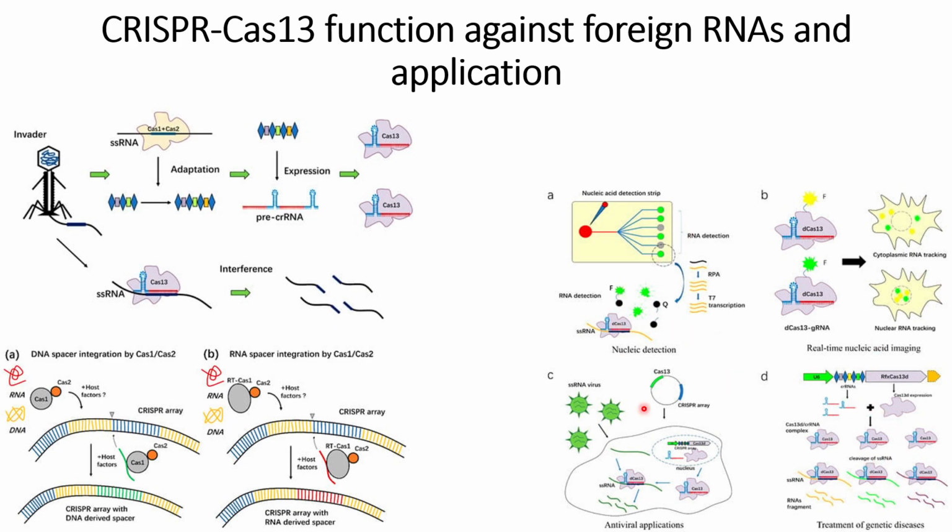So these are some of the applications of the CRISPR-Cas13 system that target foreign RNAs. If you need to understand more about the CRISPR-Cas13 system against foreign RNA, you can go to the reference provided in the description.